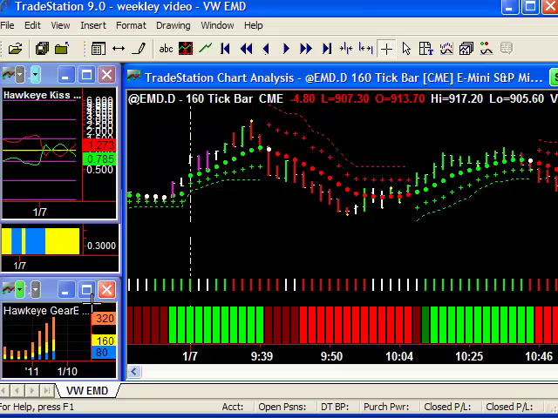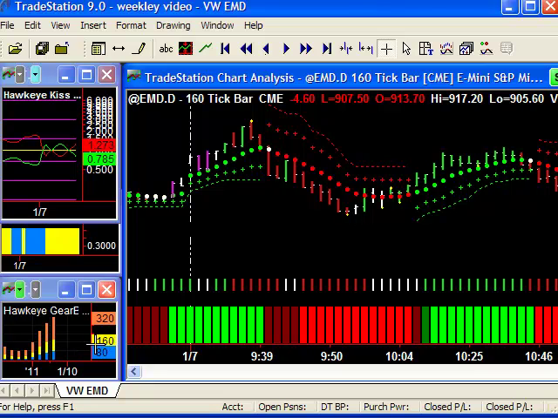Hawkeye gearbox. And this gearbox has taken me 5 years to generate, and it shows me what tick chart speed the market should be set to at any day, and it changes day by day. As you can see, more volatility has been coming into the market, which you would expect after the Christmas and New Year holiday. So today we're looking at 160 tick chart.